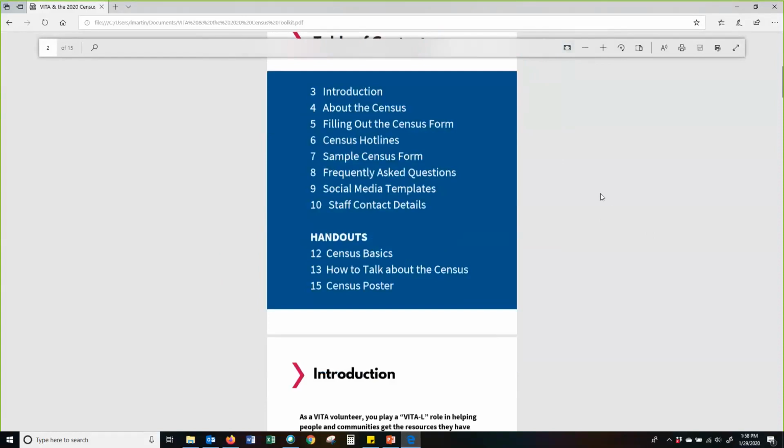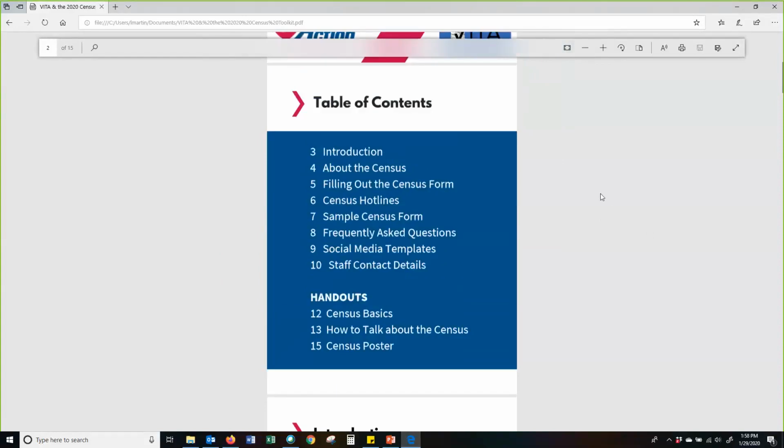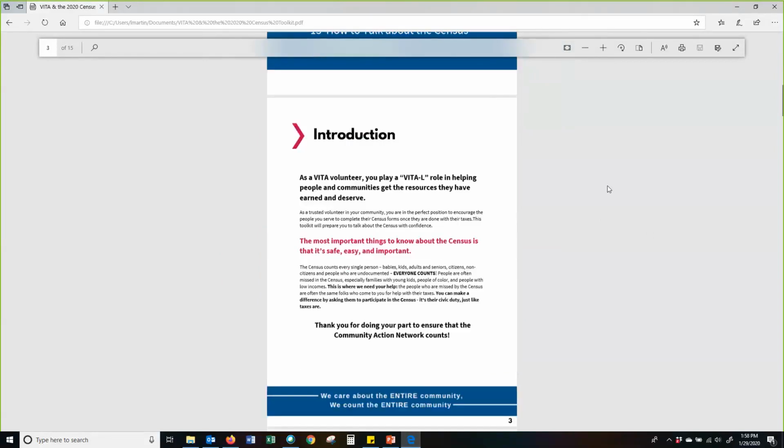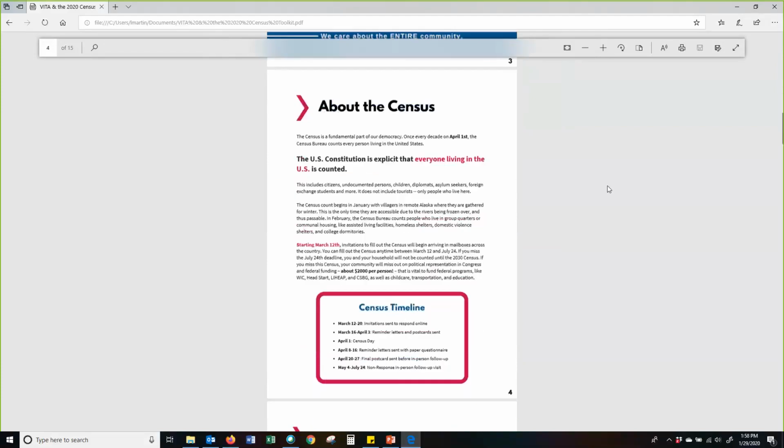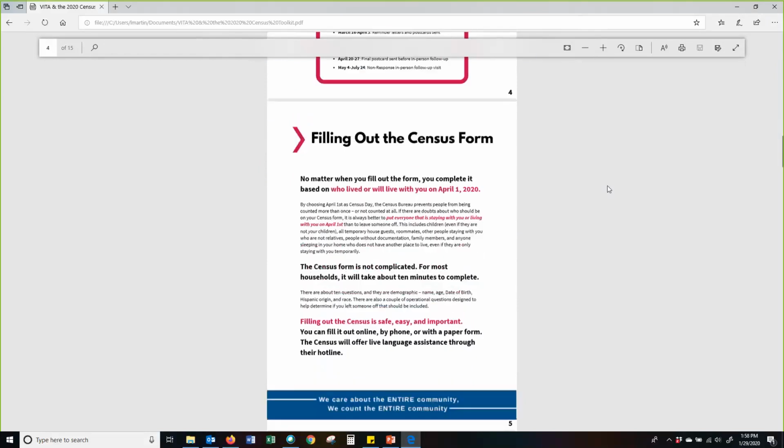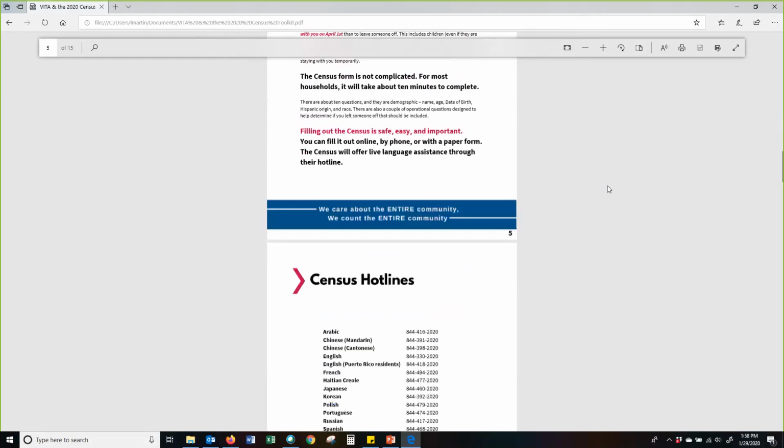So there's an introduction. One of these pages you can print out several copies and hand to your VITA volunteers if that makes the most sense to you. All of these are things that you can share with them. Let's scroll down a little bit. Introduction about why we're doing this, a little bit about the census with the census timeline on there. Let's scroll down. Just more information about things.